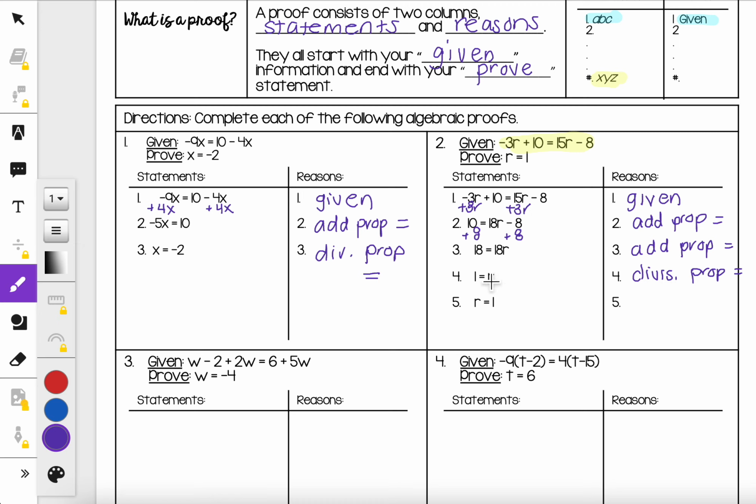And we can see in step 4, we have 1 equals r, which is really close to what we were trying to prove. We wanted to prove that r equals 1, but our last statement has to be exactly what is in our proof. So our last step is just to flip what's on our equal sign. If 1 equals r, then we know that r equals 1, and that was our symmetric property.